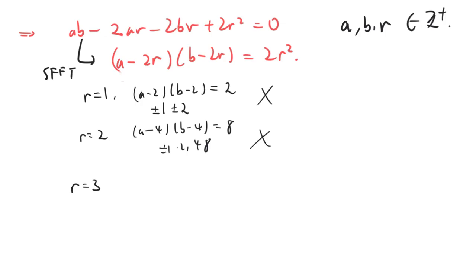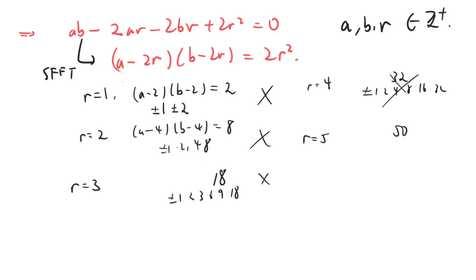For r equals 3, we would get 2r squared is 18. That would give plus minus 1, 2, 3, 6, 9, 18. So that's 12 factor pairs, not enough. r equals 4, we would get 32, and you get plus minus 1, 2, 4, 8, 16, 32. That is still 12 factor pairs, not enough. r equals 5 would give you 50, and that would be plus minus 1, 2, 5, 10, 25, 50. This is still 12 factor pairs, not enough.